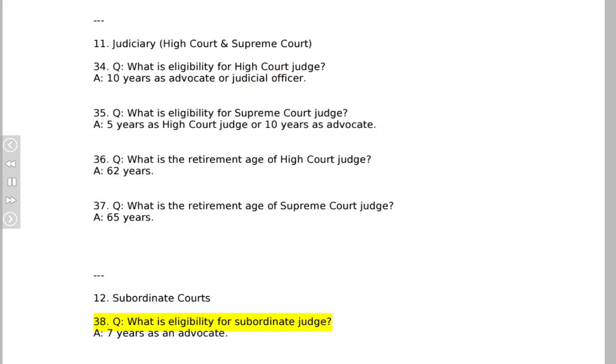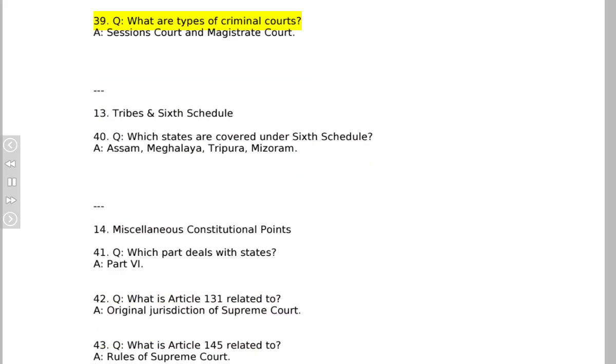12. Subordinate courts. 38. Q. What is eligibility for subordinate judge? A. 7 years as an advocate. 39. Q. What are types of criminal courts? A. Sessions Court and Magistrate Court. 13. Tribes and 6th Schedule. 40. Q. Which states are covered under 6th Schedule? A. Assam, Meghalaya, Tripura, Mizoram.